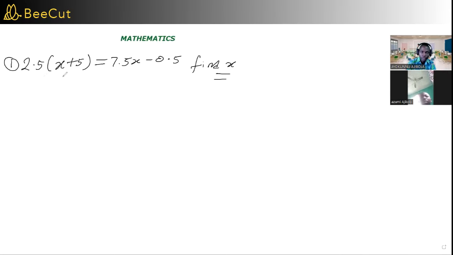But before you open such a bracket as this, there is something you must take note of. You have a decimal number here, a decimal number here. So it is good to change them to fractions. Change them to fractions, like 2.5 becomes 25 over 10, and x plus 5 is in bracket. Then 7.5 becomes 75 over 10. Then also we have x.